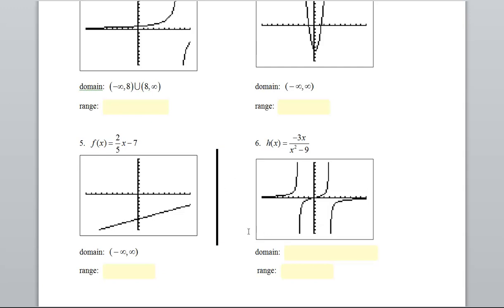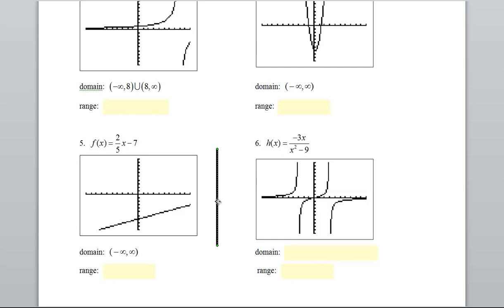Okay, this one's wild. Notice I've got breaks. And if you count, 1, 2, looks like negative 3 here, 1, 2, 3 here. So if you put negative 3 or 3 in here, you're going to have division by 0. Those values have to be excluded.